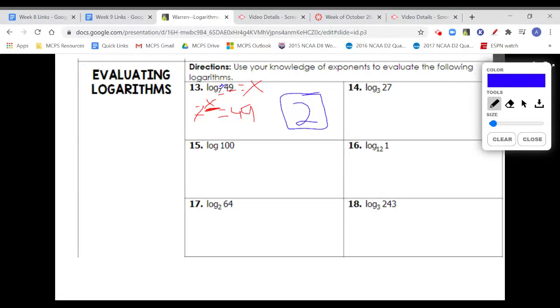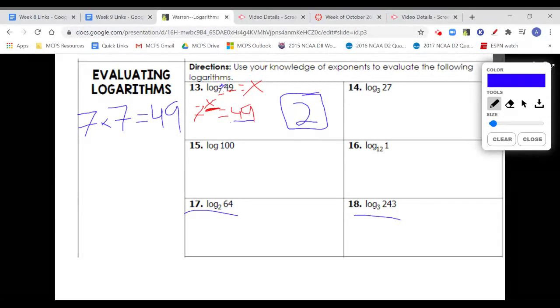If you're ever not sure what power, especially with some of these problems like 17 and 18 down here, you're going to be looking at slightly bigger powers. If you're ever not sure, start with your base and see how many times I have to multiply it times itself to get to my answer. So in this case, if I multiply 7 times 7, that'll already give me 49. So we don't have to go any further, right?